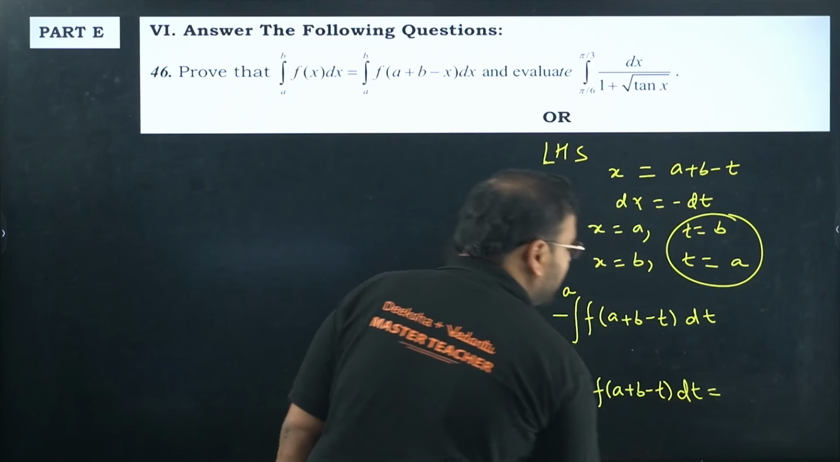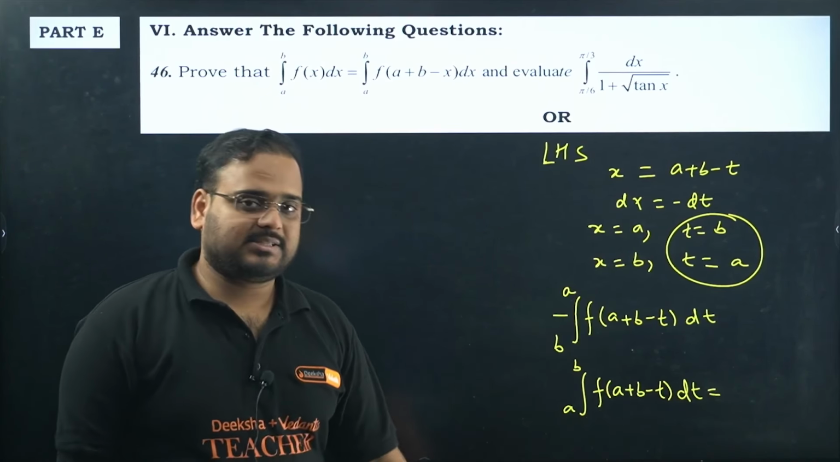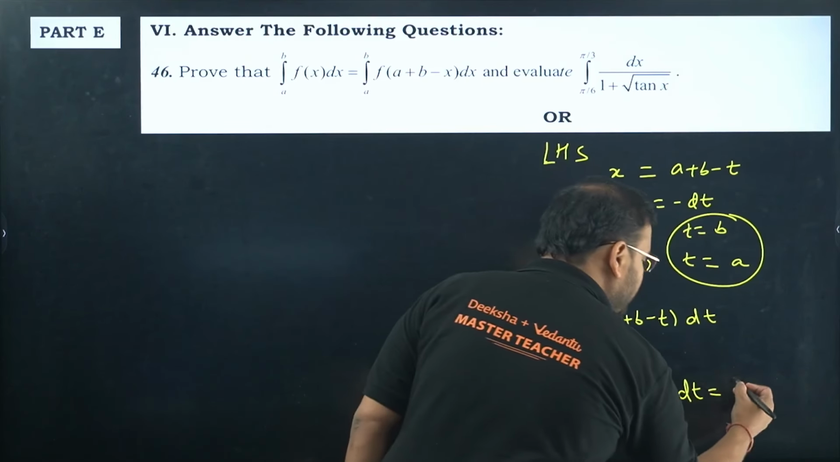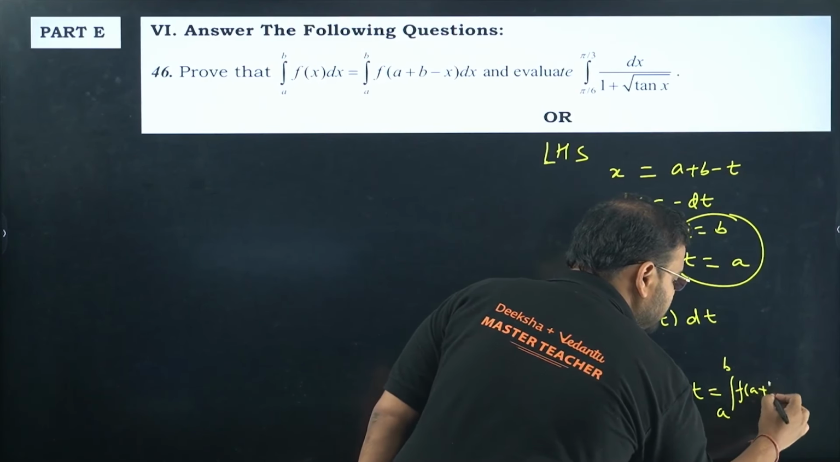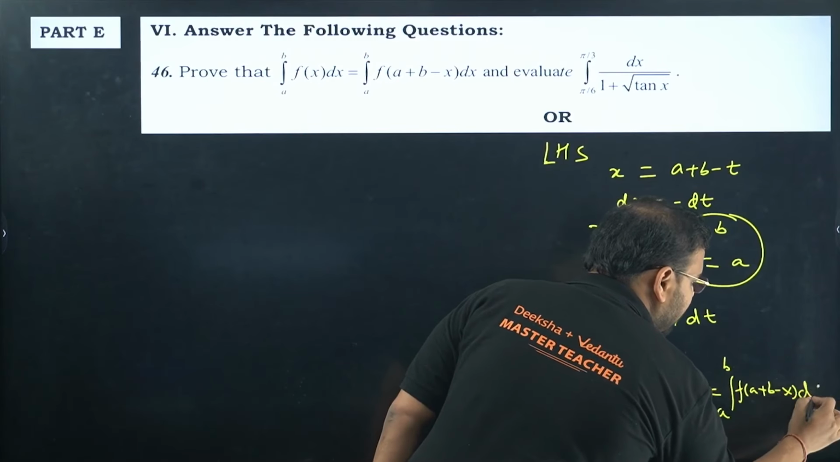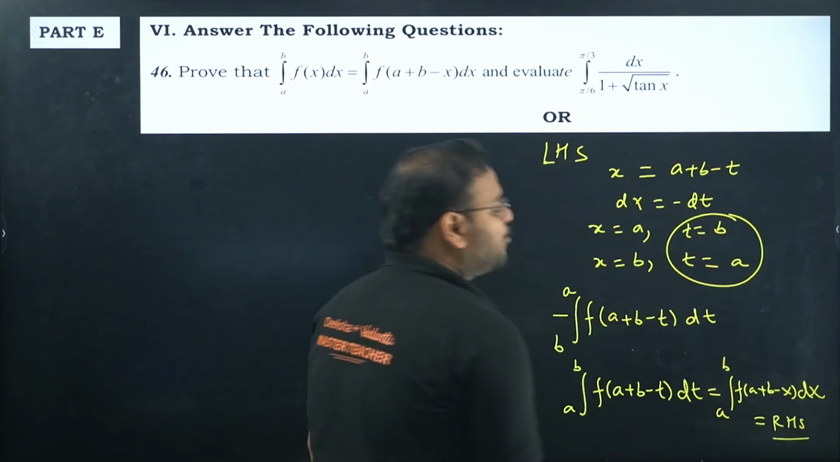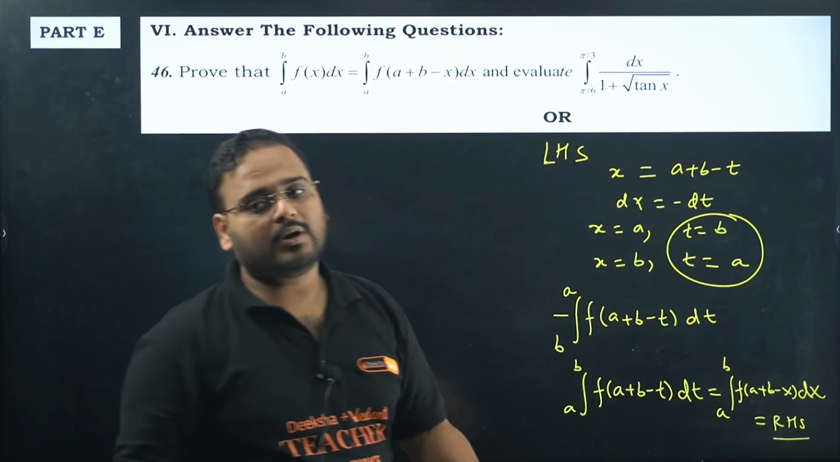Now we all know very well that we can change the variable t to x with the same limits; I can change the function variable to anything. So a to b, f of a plus b minus x dx. Check here, this is your RHS. So proved, LHS equals RHS. Got it?